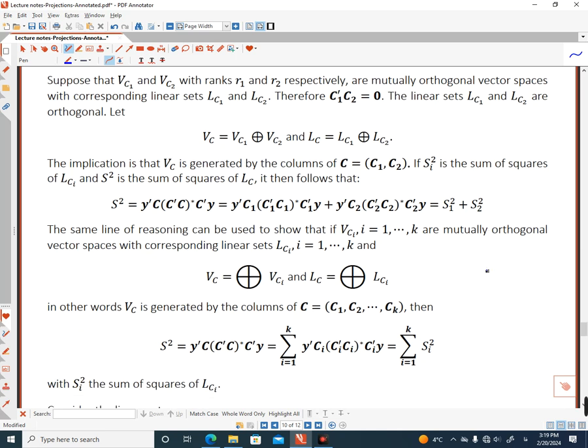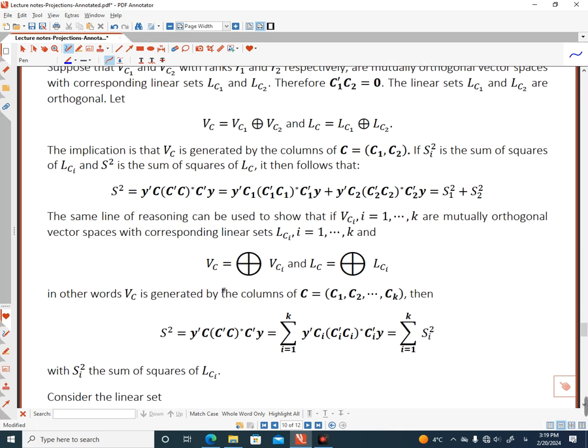With the same reasoning, we can extend this to k sets and k matrices. If I can write the vector space generated by the columns of C as the sum of vector spaces generated by matrices C1, C2, up to Ck, and also the set of C as the sum of the sets of C1 plus C2 up to Ck, then I can write the sum of squares based on the sums of squares in the corresponding linear sets.